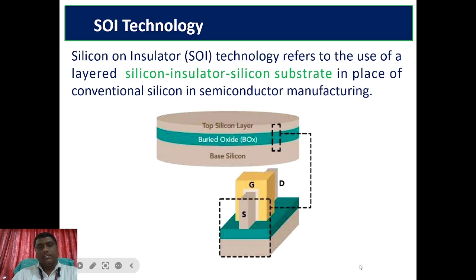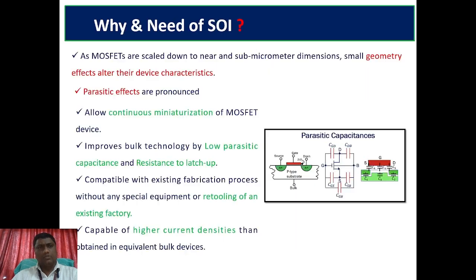And you can look here: at the top we have the silicon layer, at the bottom we have the buried oxide, and the base is silicon. So on both sides we have silicon, and in between we have a silicon oxide, that is the buried oxide layer, that is the BOX. And in a transistor, if you see the source, drain and gate, this is mostly in the place of the channel and also the other portion.